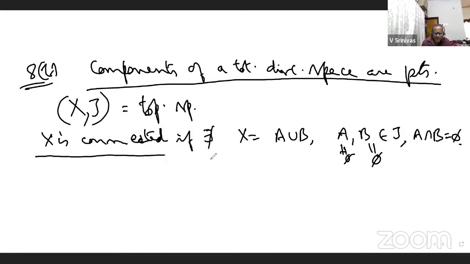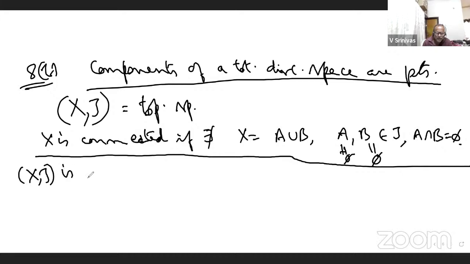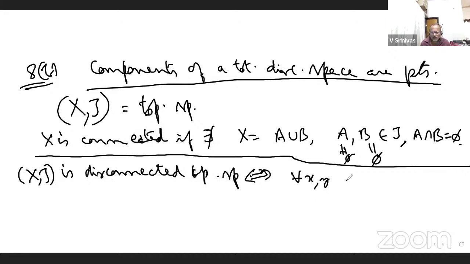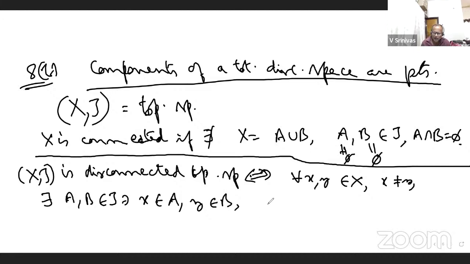Now we define something very close to connectedness called total disconnectedness. We say (X, tau) is a disconnected topological space, this is the definition, if and only if for every x, y belonging to capital X and distinct, there exist A, B in tau such that x belongs to A and y belongs to B and X is equal to A union B and A and B are disjoint.